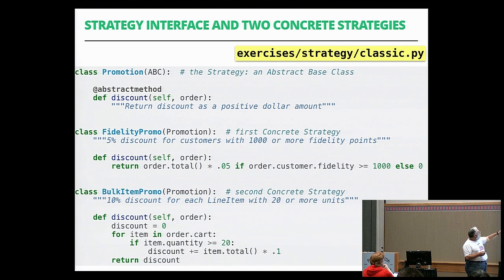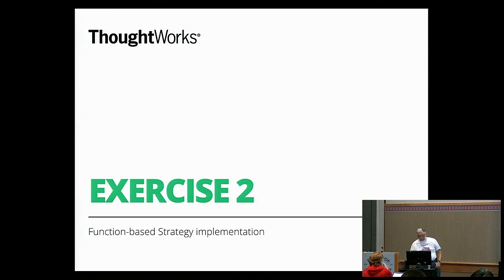And here the other classes have docstrings that explain the business logic and their different discount implementations. So they inherit from Promotion. And yeah, so that's the way it's done.